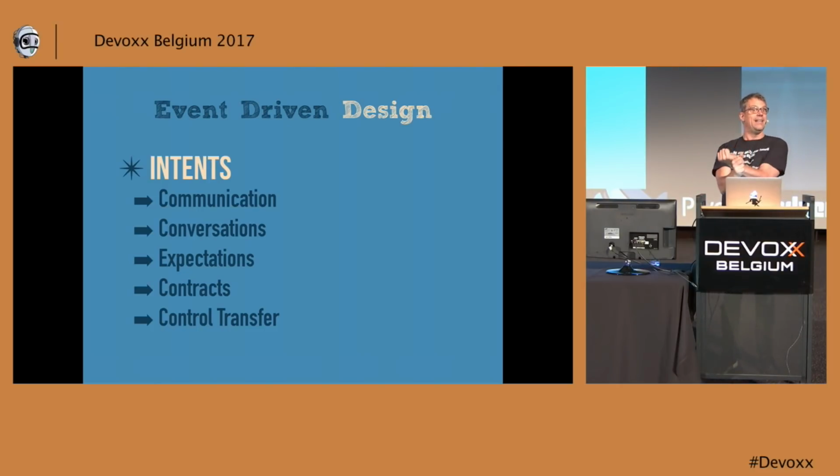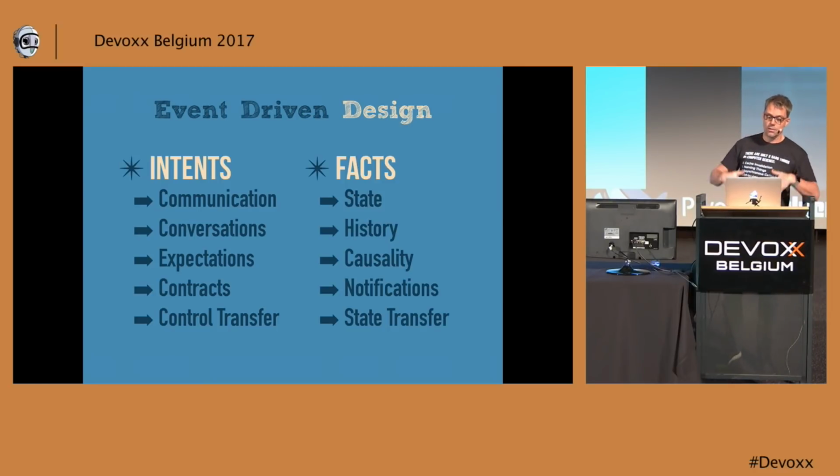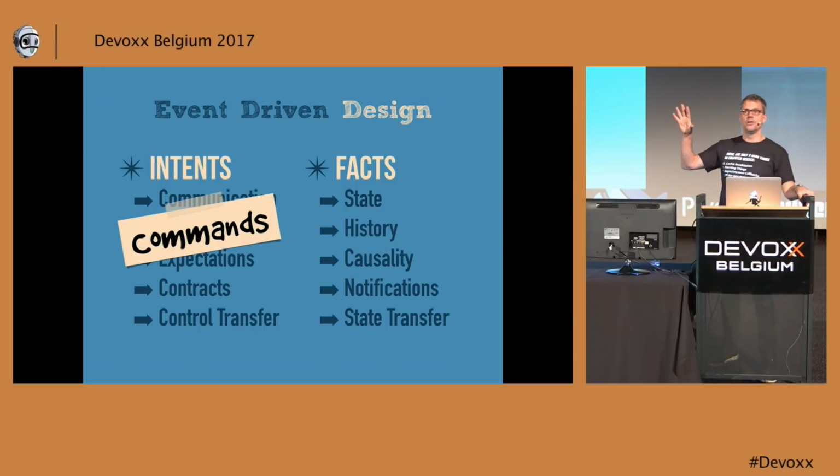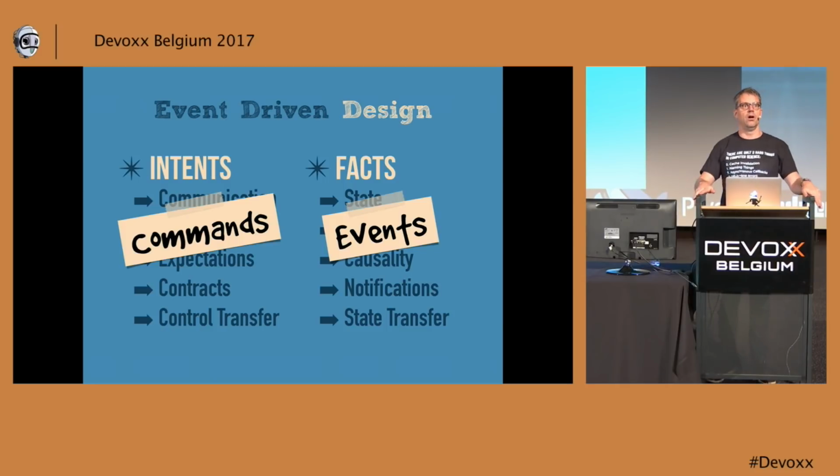When we do that, we should try to understand intents first. That is things like communication, conversation, expectation, contracts, transfer of control, and also facts. Things like state, history, causality, notifications, transfer of state. Intents are usually mapped to commands, while facts very often are mapped to events. Take it with a grain of salt. It's just trying to give you some guidance on how to think about mining your model and coming up with something sensible.